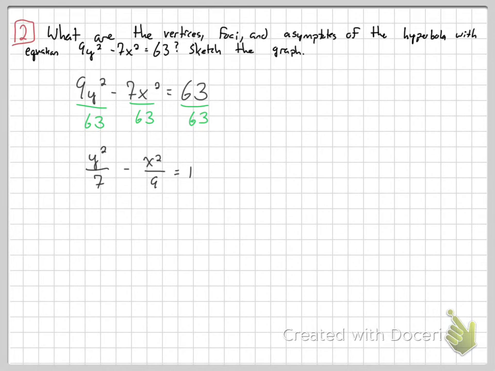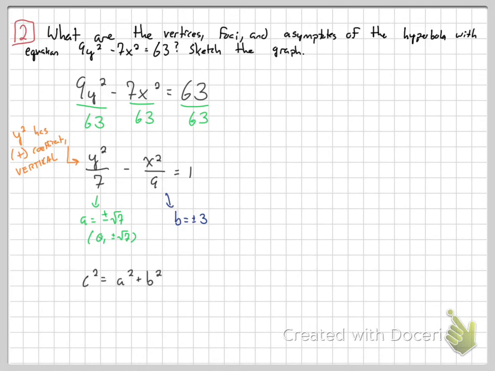So I have my equation, now I can find my important pieces from there. Since y has a positive coefficient, or to put it simply, the y value is first here, I know that this is a vertical hyperbola. Your a value will always be first, so my a value is going to be the square root of 7, plus or minus. And again, since this is vertical, the vertices will be 0, comma, then my a value, because it's got to be on the y-axis. My b value is the square root of 9, so plus or minus 3.